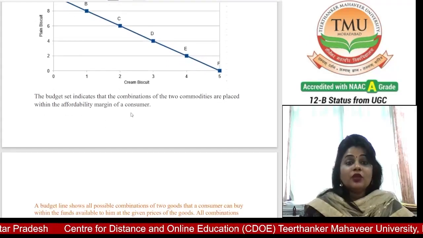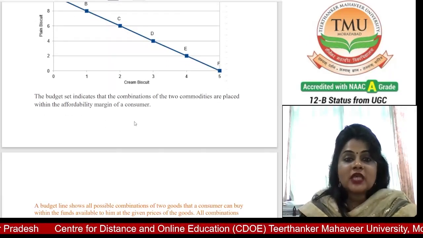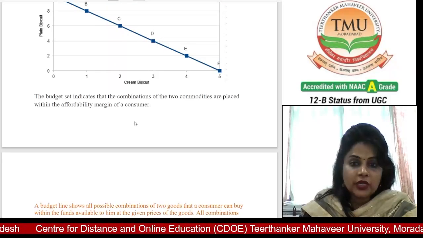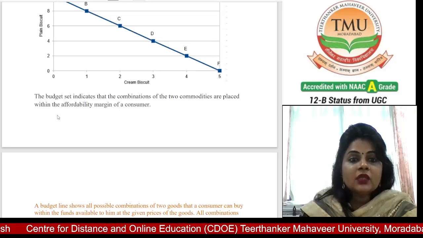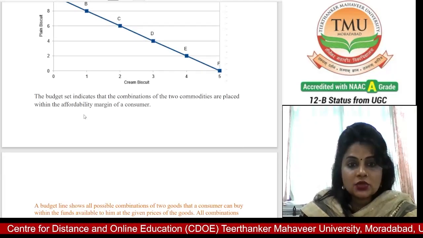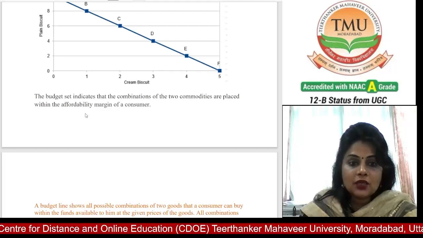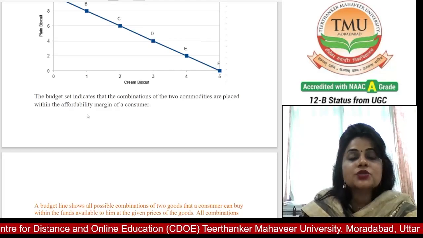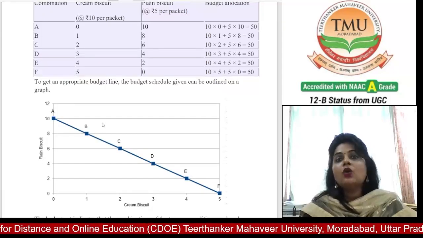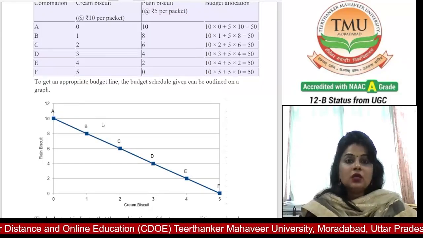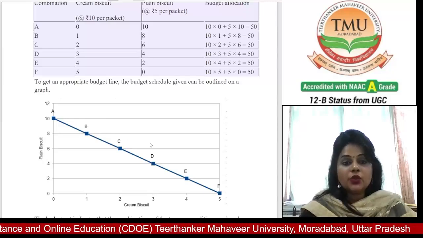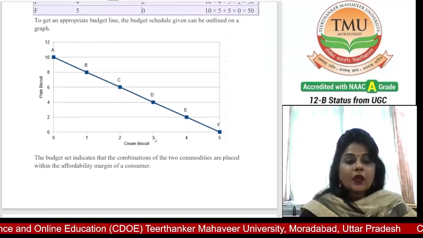Now I hope you have understood that the budget set indicates that the combinations of two commodities are placed within the affordability margin of a consumer. I think you have well understood what the budget line is, and how a consumer does the budget allocation between two goods.